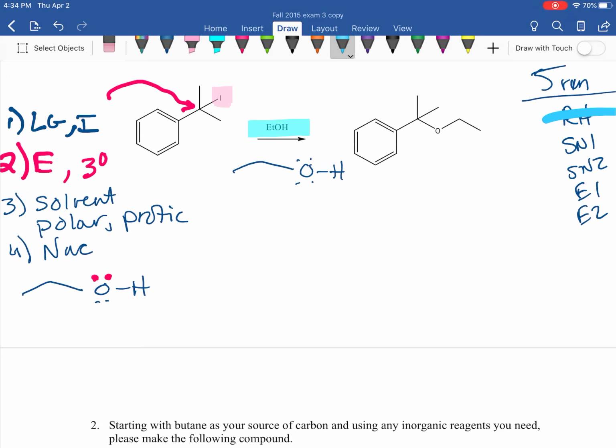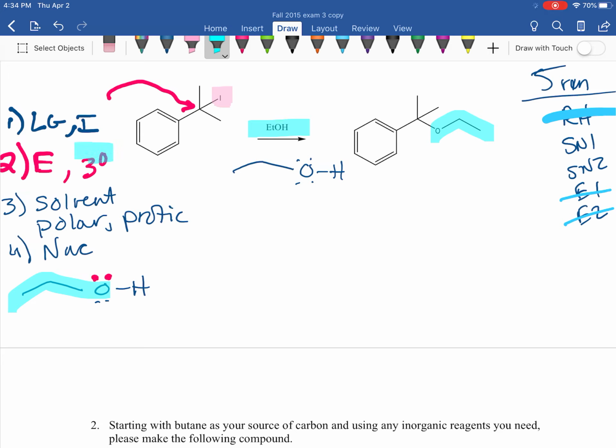Did we form a double bond anywhere? No, so it's not elimination. So did we substitute our nucleophile? Well, here's our nucleophile. Does this end up in our product? Yep. So it's an SN. Is it an SN1 or an SN2?